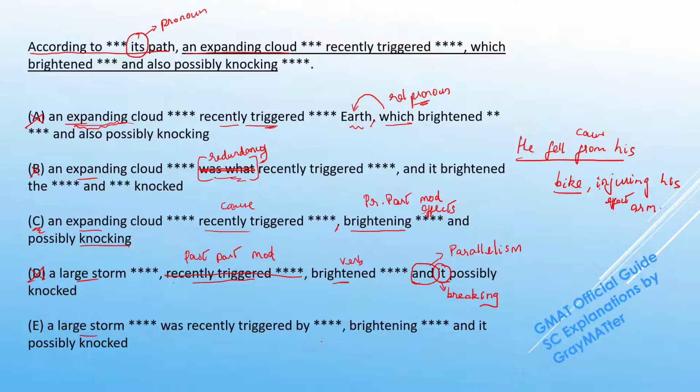In the same way, in E, we do have this "and" and we have a similar construction as in C, this "brightening," which is a present participle modifier. But once again, we can see that in C, this "and" has "brightening" and "knocking" as perfectly parallel constructions. But in E, we have "brightening and it possibly knocked." So it should have been "brightening and knocking." So this construction again breaks the parallelism. E goes off. This leaves us with the right answer choice, C for Charlie.